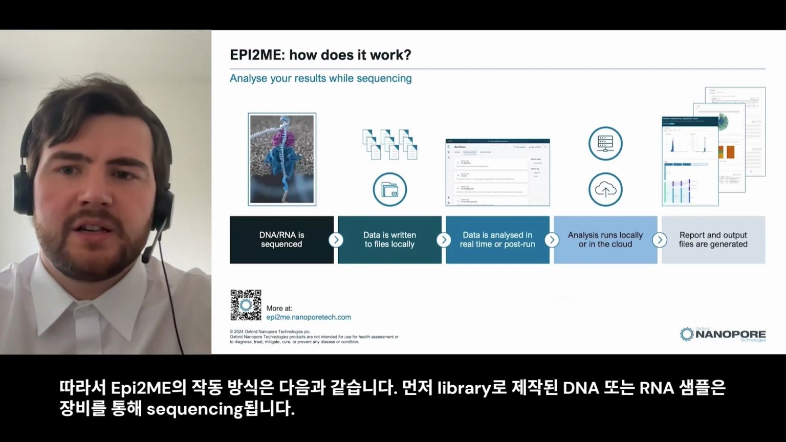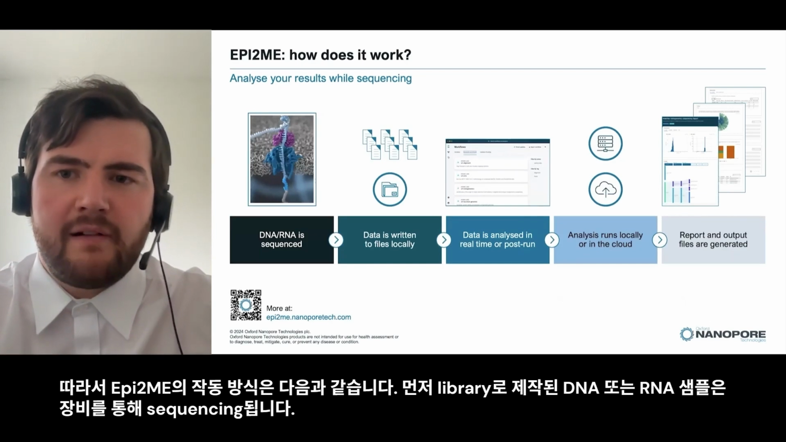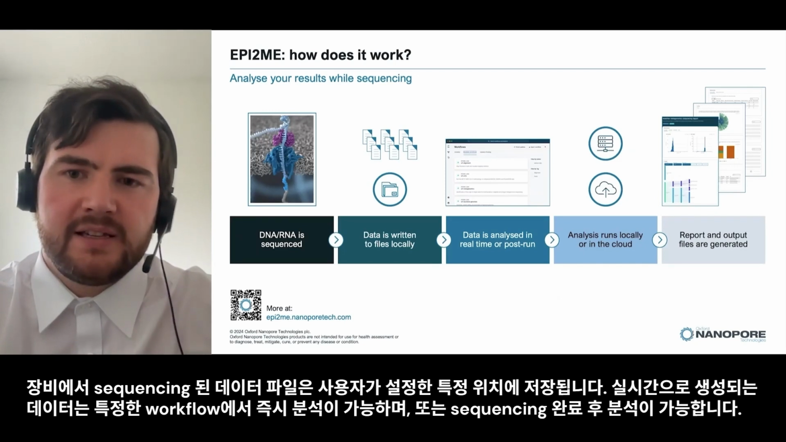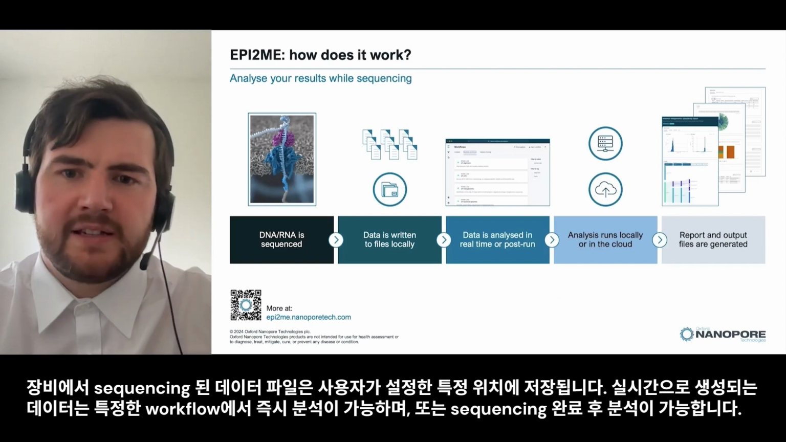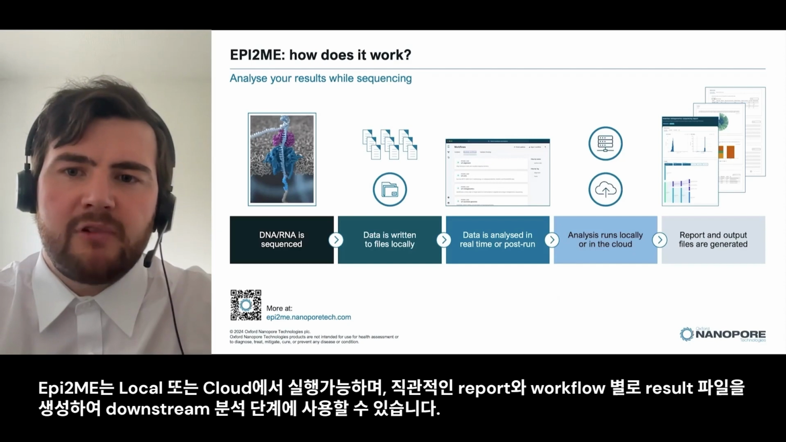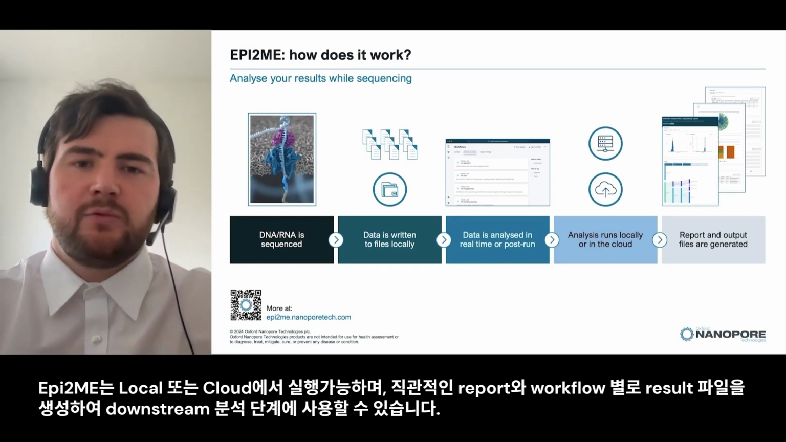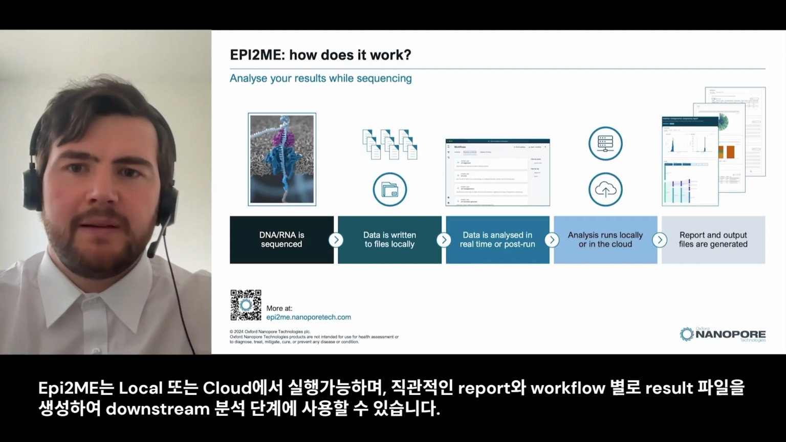So Epi2ME works as follows. Your DNA or RNA is sequenced by your device. Your device will then write files to a location, and in some cases, these are immediately available for analysis in real time, or they are available post-run. Epi2ME can then run in the cloud or locally, and it will generate intuitive reports as well as workflow-specific results files, which can then be used downstream.